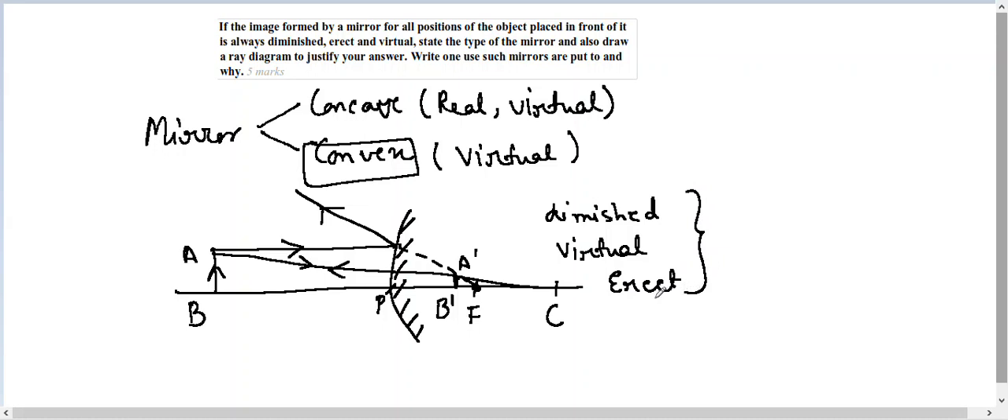Now let us try to talk about the usage of this mirror. Because we have seen that it makes the erect and diminished image, it can be used as a rear view mirror in automobiles, because in that case it is going to cover a much larger distance as well. It can also be used in reflectors, in street light bulbs and also in parking lots.